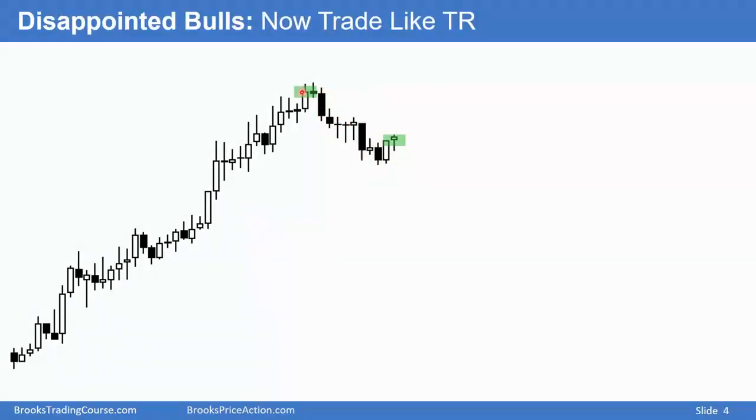The bulls who bought here bought believing it was a strong bull trend, but confident the first reversal down would be minor and that the market would test back up again. After they see this, they conclude the bull trend is over and it's now in a trading range. And if it's in a trading range, they're going to trade it like a trading range. They want to buy low and they want to sell high.